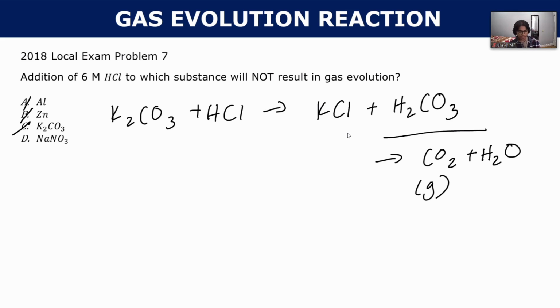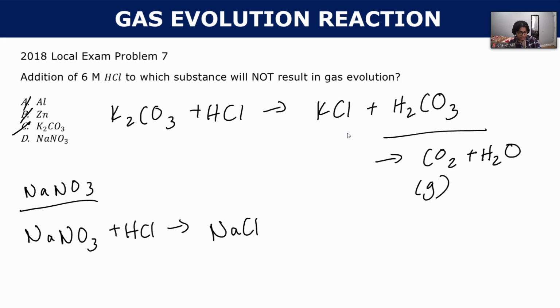By default, D has to be the answer, but let's take a look at why. So we have NaNO3, and we're reacting NaNO3 with hydrochloric acid, and that's going to form NaCl and HNO3. Well, take a look at that. None of these are intermediates, and these are not going to result in a gas evolution. We don't have any of those diatomic molecules, we don't have any intermediates, and this has to be a non-gas evolution. So the answer is D.